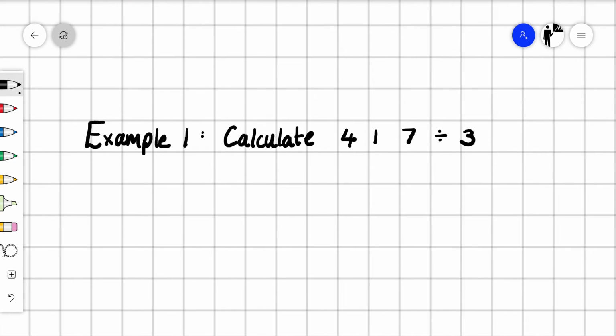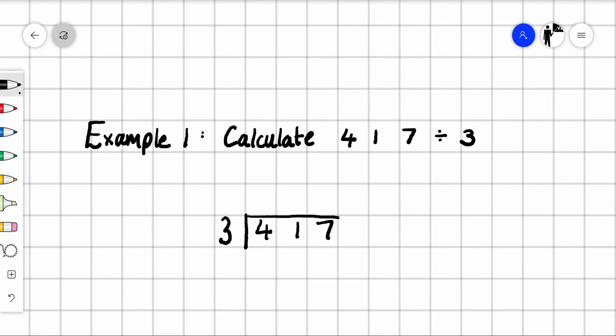Okay, so example 1, we're wanting to calculate 417 divided by 3. So we can set this up. We put 3 outside, and we're putting that into 417. This is how the working would look at St. Benedict's. We ask ourselves, 3 goes into 4.